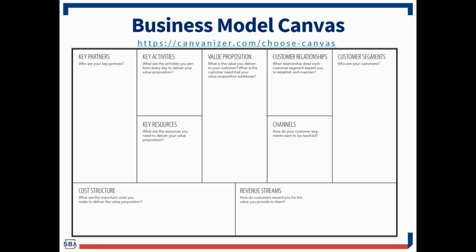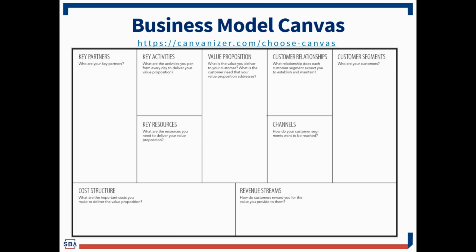Then we go over to the other side, key activities. Well, I know I'm going to raise the animal. I'm going to process them. I'm going to sell them for meat, and I might actually sell the rabbit fur as well. I might even allow people to come to the farm and see them and play with them. So those are all the activities that are going to drive and deliver my value proposition and bring in revenue.